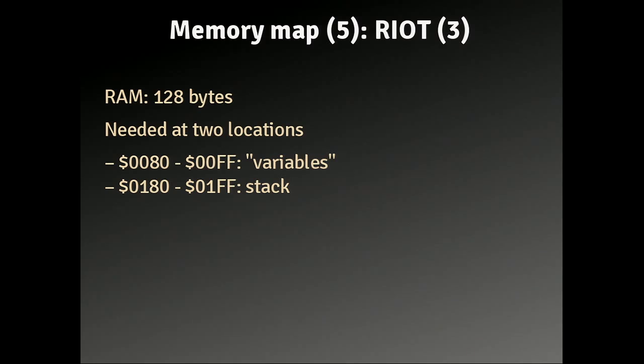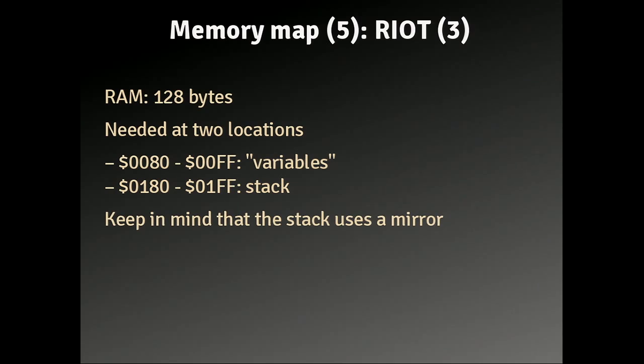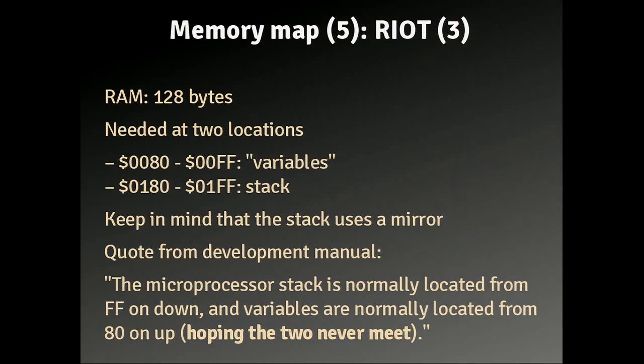And these are used as mirrors. So when you write to 1FF, you can read it from FF. So in the whole documentation, it is stated that the stack is also running from FF from the programmer's point of view. And this is my favorite quote: The microprocessor stack is normally located from FF on down, and the variables are located normally from 80 on up, hoping the 2 never meet.